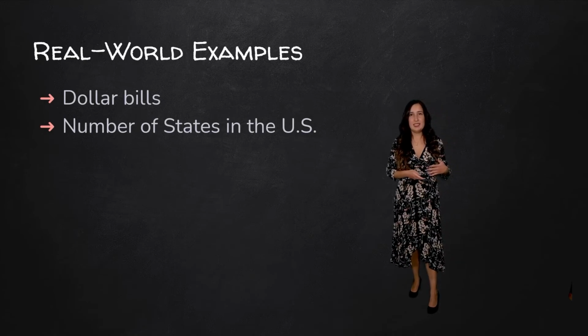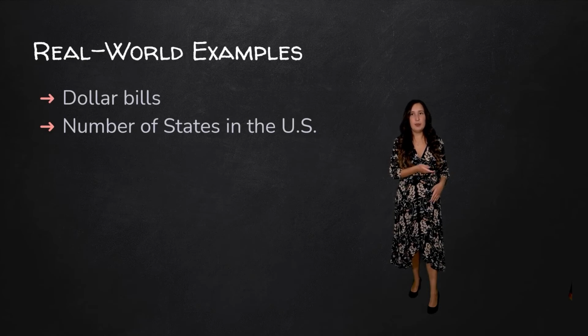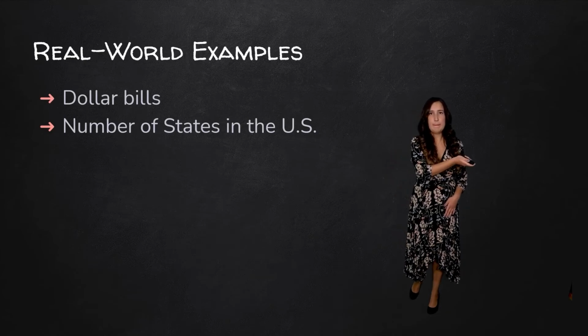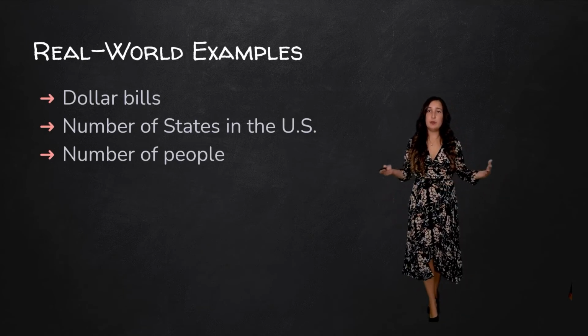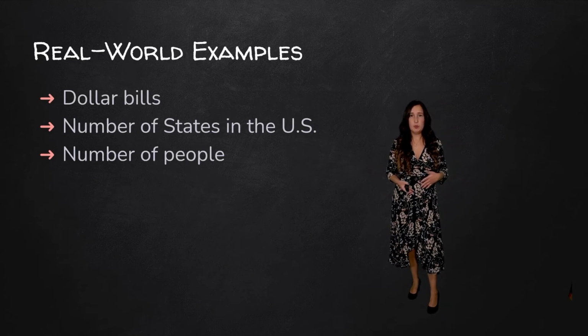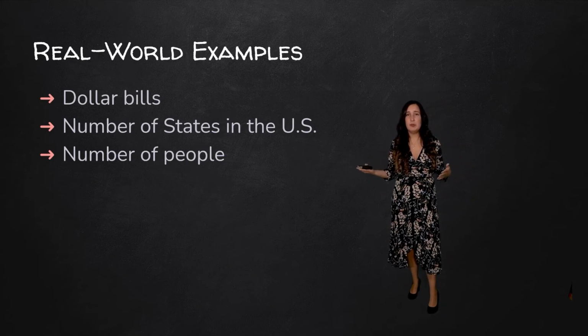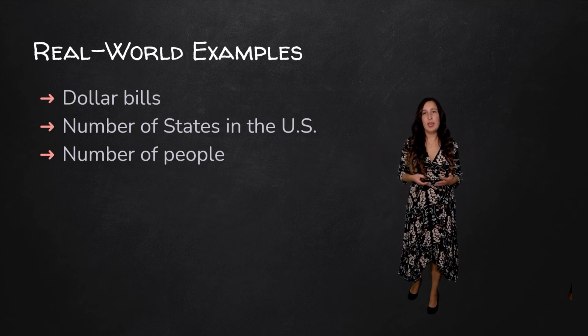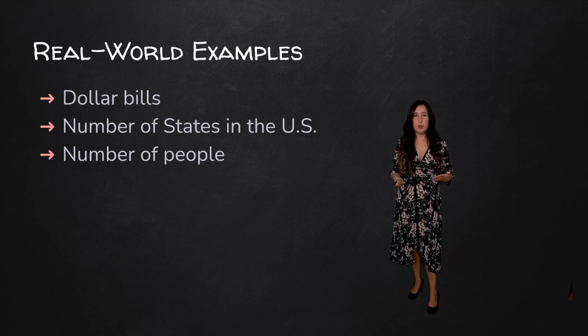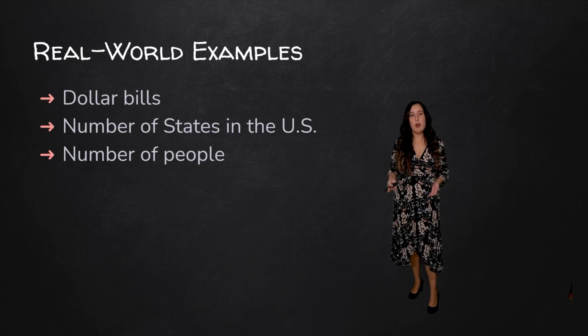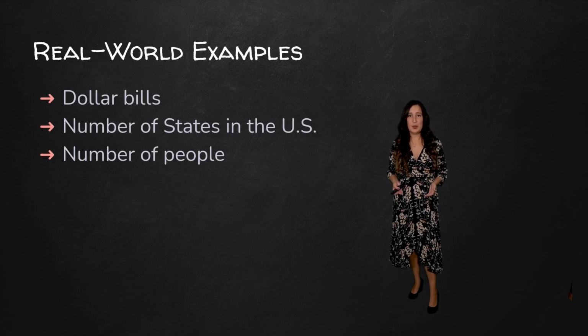And then lastly, I have number of people. So the number of people is a whole number because in a room we could have 0 people, we could have a person, we could have 2 people, we could have a whole bunch of people, but at the end of the day you can't have a negative person, you can't have a fraction of a person or a decimal of a person. So the number of people that we have in a room or in a building or in a city or in a state, those are all examples of whole numbers, okay?